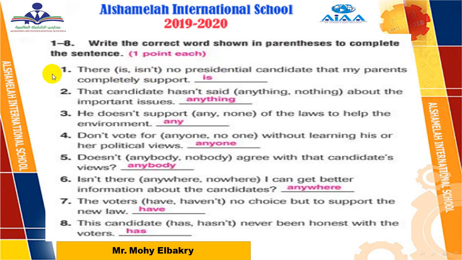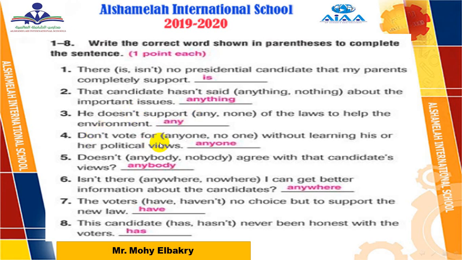Okay? Yes. Number two, the candidate hasn't said. So here we have not, hasn't. So with not we use anything or nothing. Yes, I heard the student said anything. Excellent guy. Yes, anything. Why? Because we have not any. Okay, pay attention to this. Number three, he doesn't support any or none of the laws. Here also we have not, doesn't, so not plus yes, any.